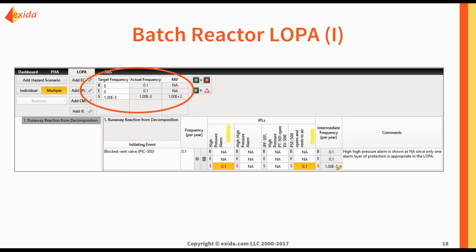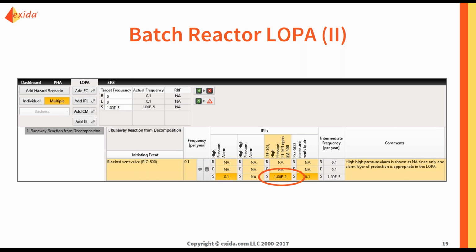So as you can see, our intermediate frequency is 1 × 10⁻³. That does not match our tolerable frequency, which is lower. In this case, we have a risk reduction factor of 1 × 10⁻². This will be important when we move on to the realization phase. But we can also frame it a different way.